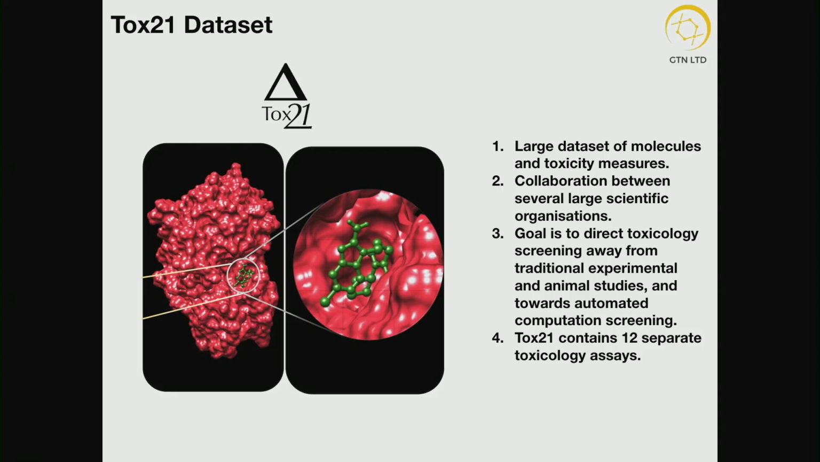And there's a lot of effort that goes into screening out these molecules at these early stages. And this data set was a result of the collaboration between several large scientific organizations that pooled together all of this data that they have about the toxicity of various molecules. And the goal is really to get away from toxicology screening and experimental studies in animal models and such, and towards a more computational and automated approach. Yeah, and again, this particular data set contains 12 different assays, each with a binding affinity for a particular receptor.